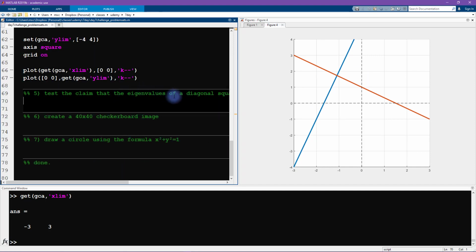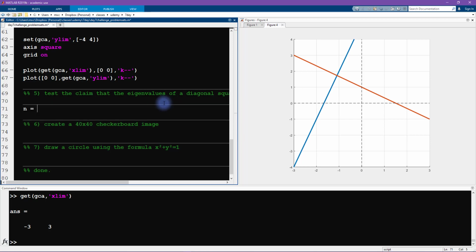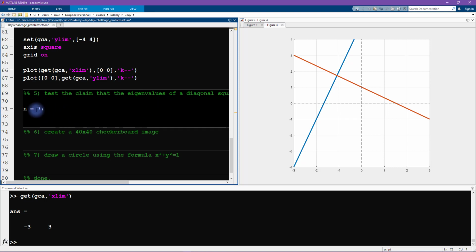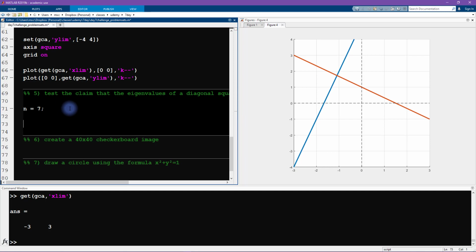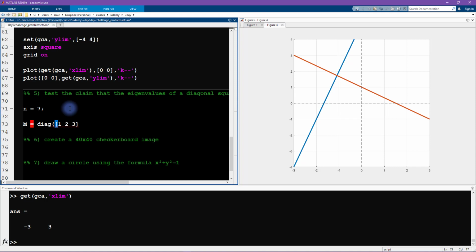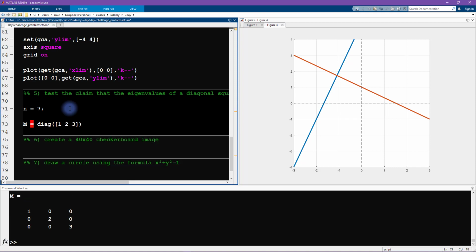So this was about eigenvalues of a diagonal matrix. So I'm going to start by defining the size of the matrix. So this is going to be a 7 by 7 matrix. Let's see, and to create this matrix, I'm going to use the function diag. So this is a fairly flexible function, diag. The way that I'm going to use it here is by specifying only the diagonal elements, so let's say 1, 2, 3, and then MATLAB will automatically generate a diagonal matrix with these elements on the diagonal.